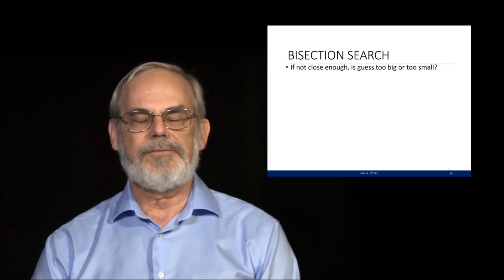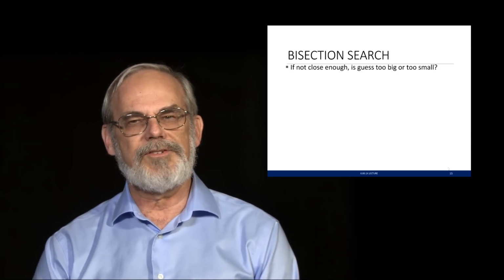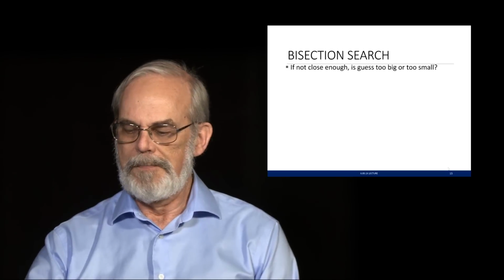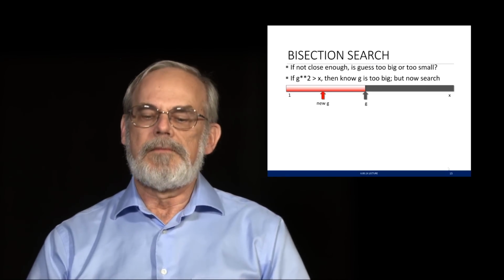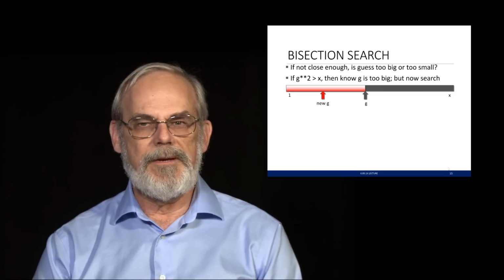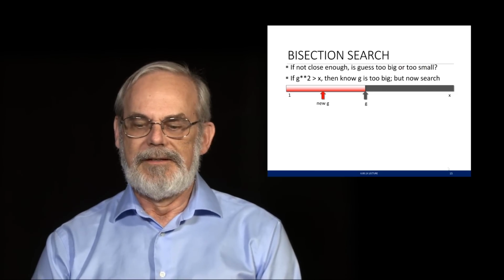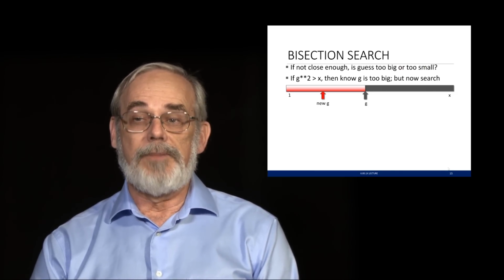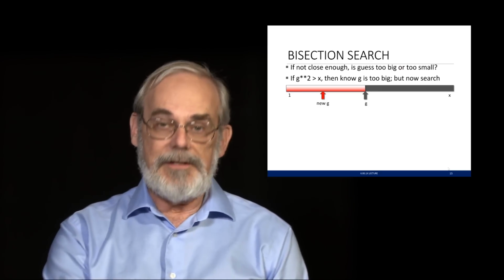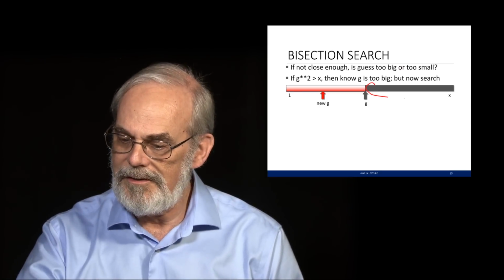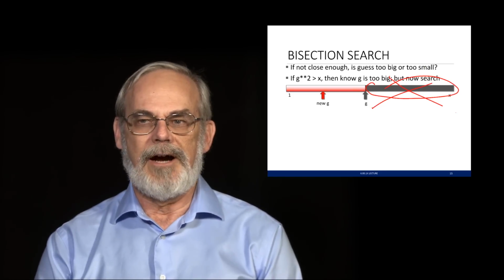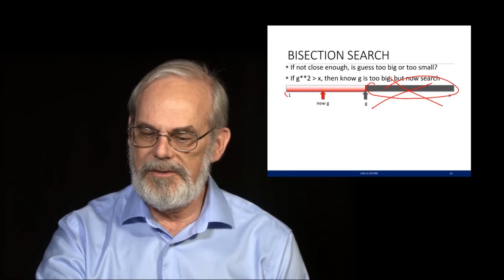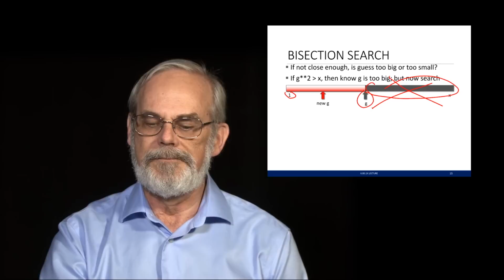If it's not close enough, then we can ask, well, was the guess too big or too small? And in particular, if that guess g squared is bigger than x, we know it's too big. So what can we say? Well, we know that the answer has to lie below g. And that's really cool because it says all of this stuff here, throw it away. I don't have to look there. I know that the answer has to be somewhere between 1 and g.